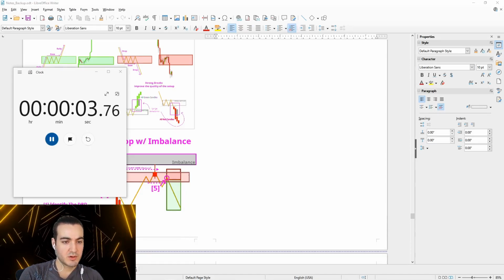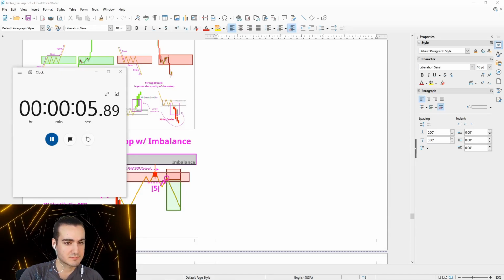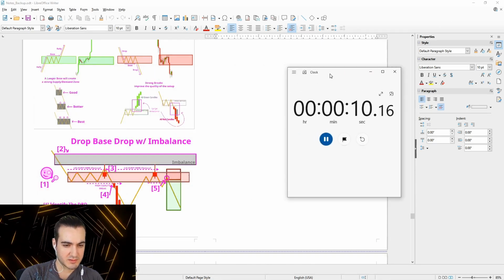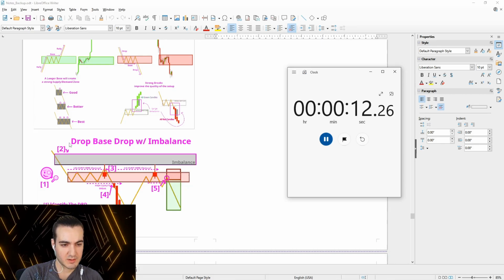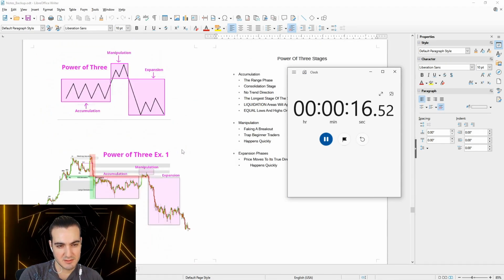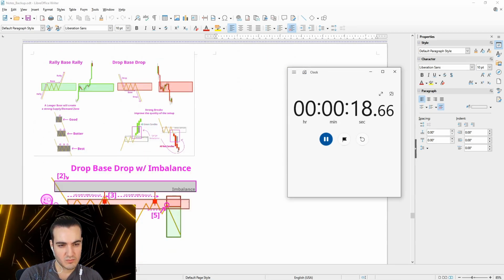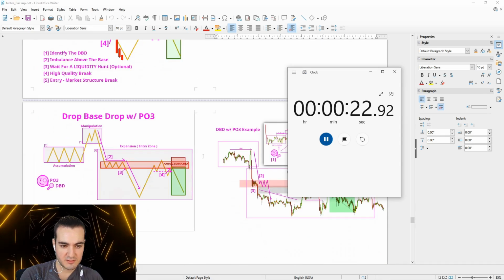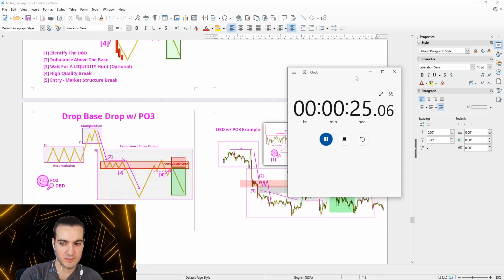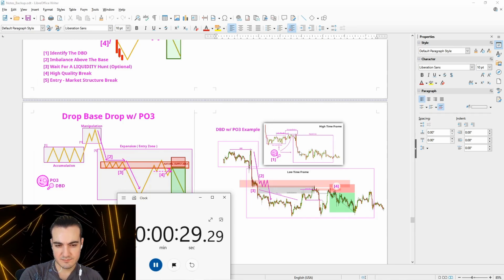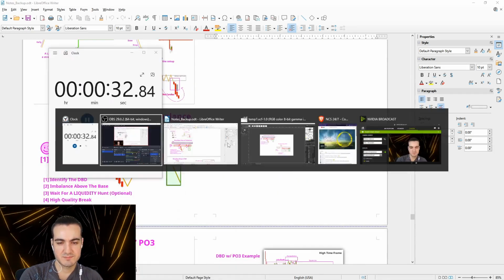Okay, we are recording. I'm going to try to pick up where I left off last time, which was one of the drop-base-drop examples. I think we didn't finish marking it up. Drop-base-drop with imbalance. We have drop-base-drop with power of 3. So we did the power of 3, but we don't have the imbalance.